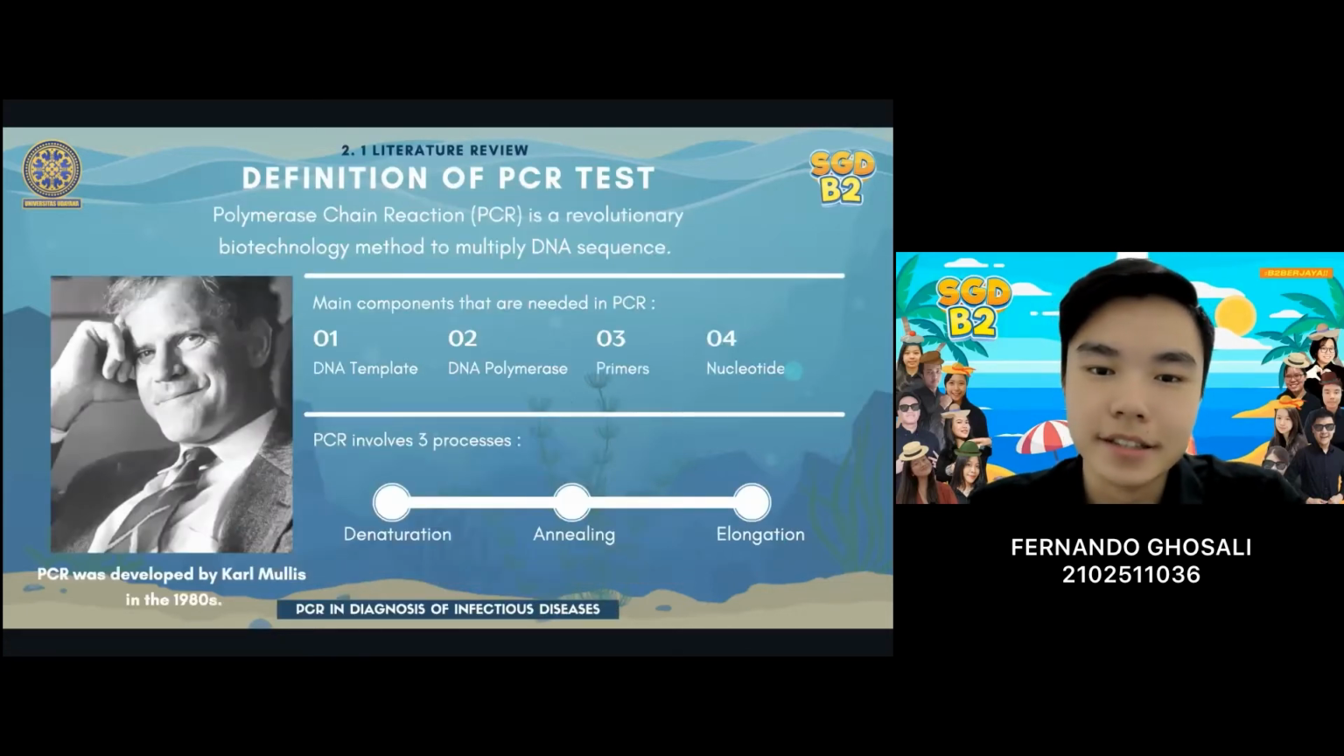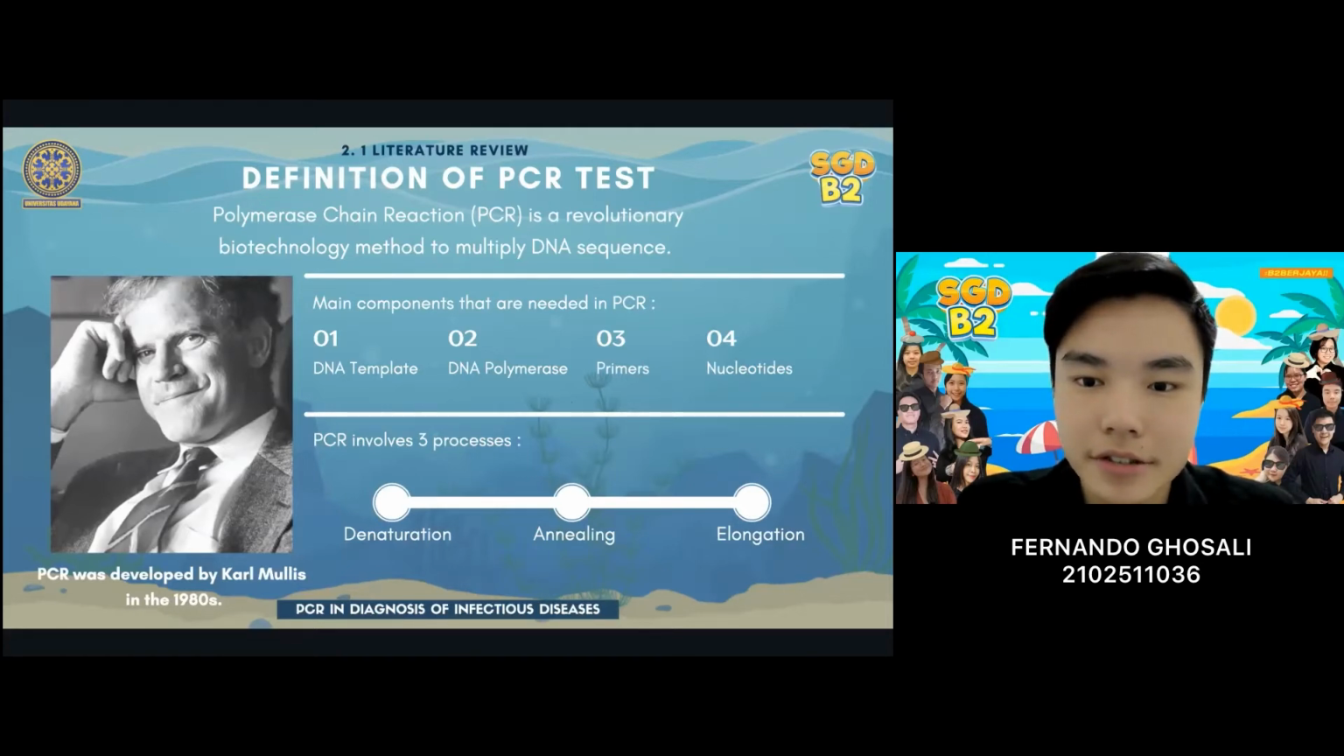Polymerase chain reaction, or PCR, is a revolutionary biotechnology method to multiply DNA sequence. PCR was developed by Kary Mullis in the 1980s. This technology actually has great effects in scientific research, such as the Human Genome Project. PCR is also used for clinical diagnosis, especially to detect pathogens.